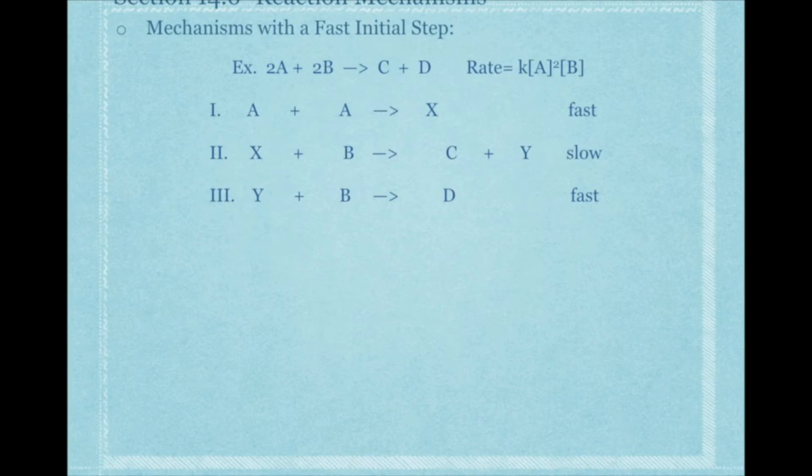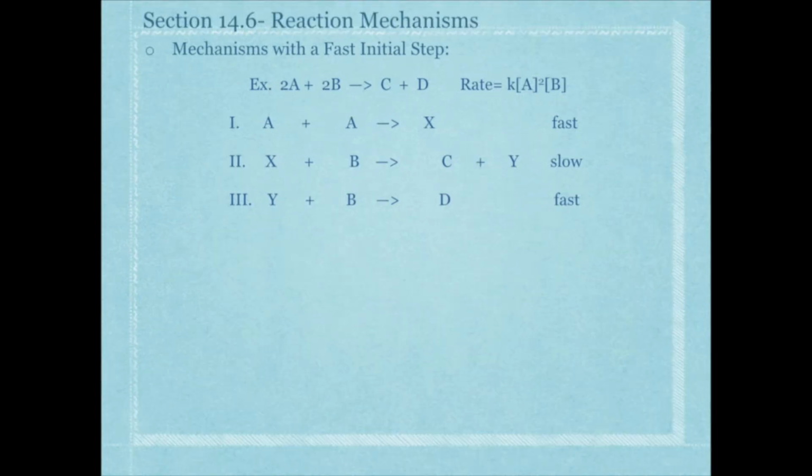And so what we're going to assume is that at step 1, even though it's fast, because there's a backup, because step 2 is so slow, step 1 is going to exist in equilibrium. Remember, at equilibrium, the rate of your forward reaction equals the rate of your reverse reaction. And so we're going to use this.